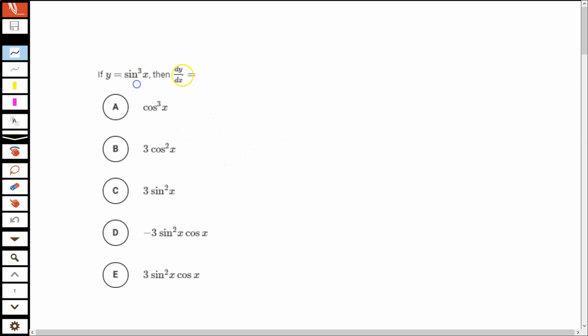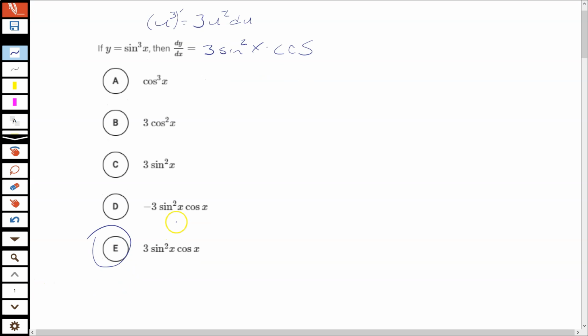So for this one, we're going to do chain rule. The derivative here is going to be 3 sine x squared. That's like the derivative of u to the third would be 3u squared. And then we want the times du, the derivative of u. Here, the derivative of sine is cosine. So this is just testing if you know the chain rule or not. Hopefully that one was pretty easy.